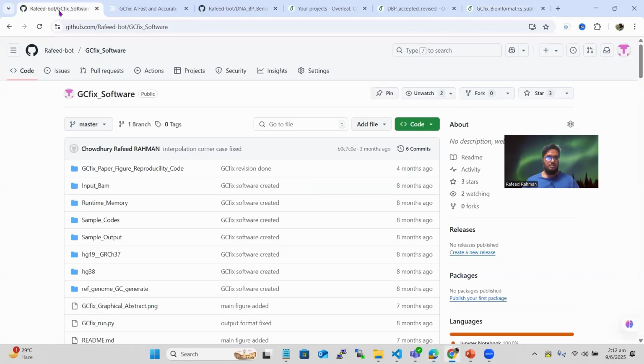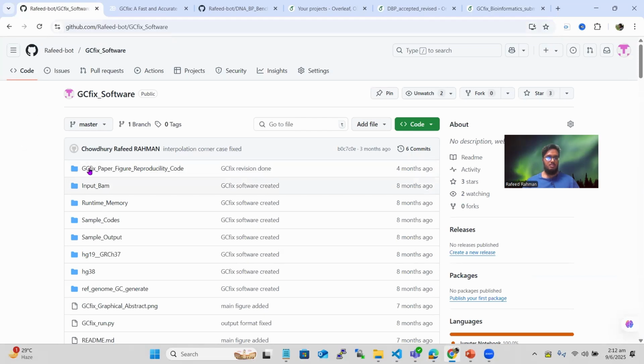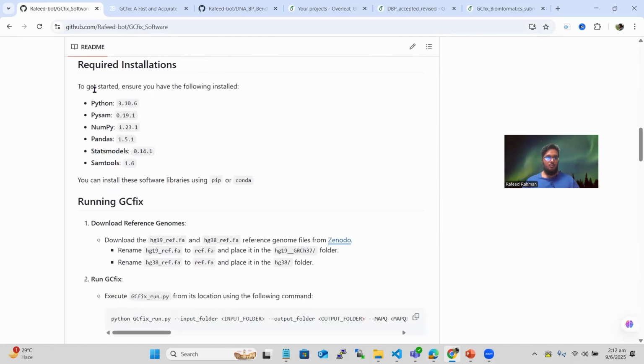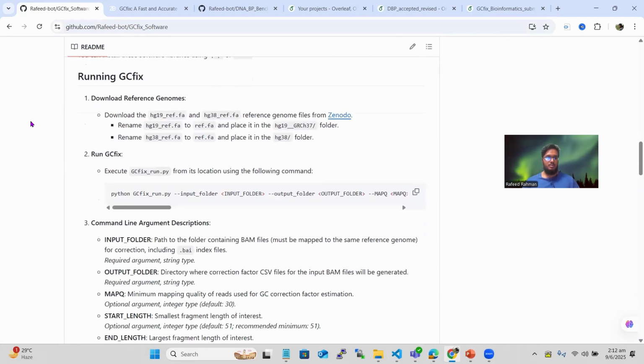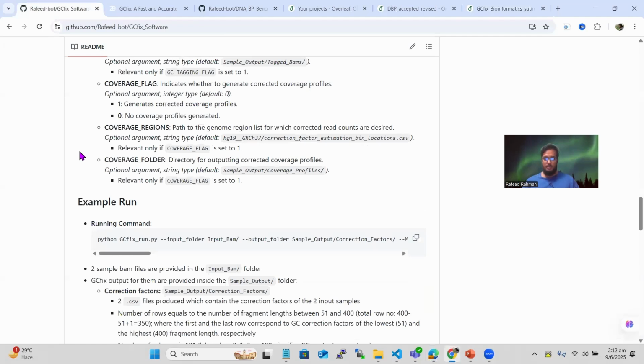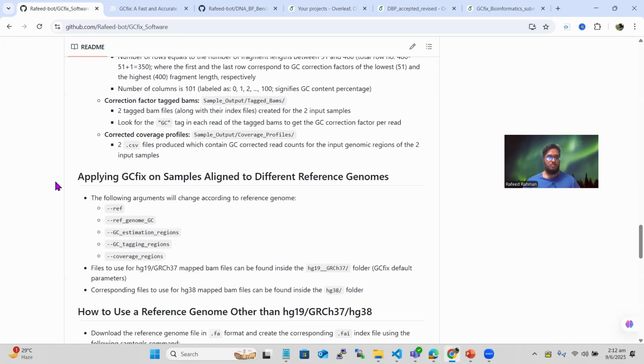So you can see that I have a GitHub page right here. You can also make a GitHub page for your method. I have the whole method here. The method description is right here, what things to be installed are written right here, and how you run my method is written in detail right here. This will help the community a lot to actually run and use your method in the correct way.